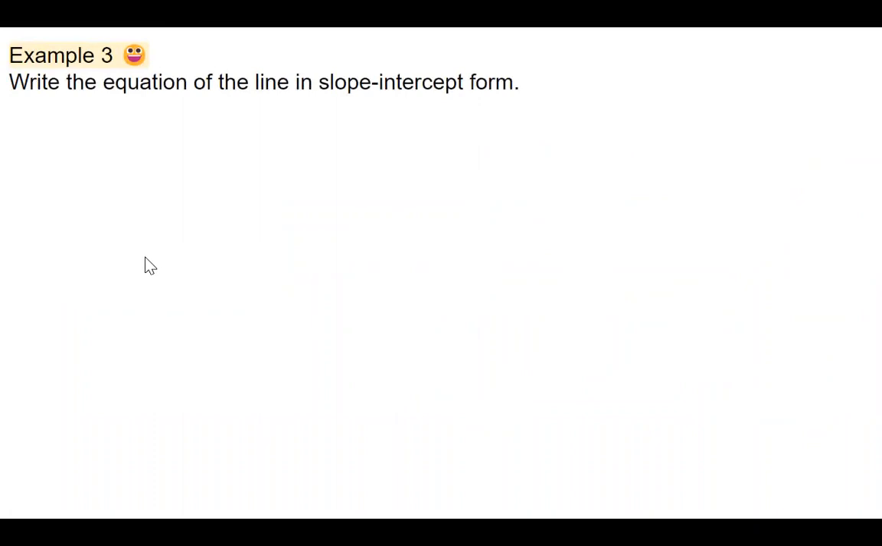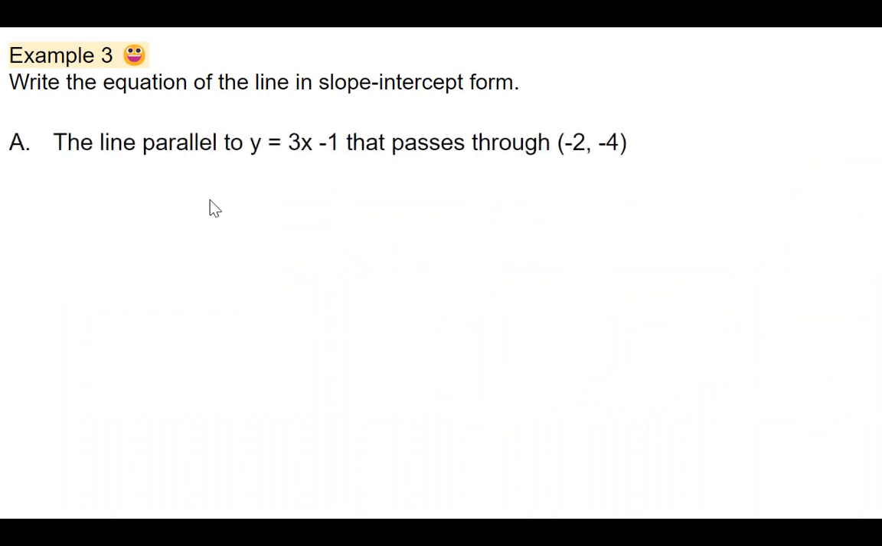Okay. Now, my first example, I'm going to write an equation, which is what we wanted to do today. Write an equation in slope-intercept form that is parallel to this beautiful line, y equals 3x minus 1, and passes through the point -2, -4. We're going to take it step by step. We're going to write the equation in slope-intercept form. A line parallel to y equals 3x minus 1 and passes through the point -2, -4.